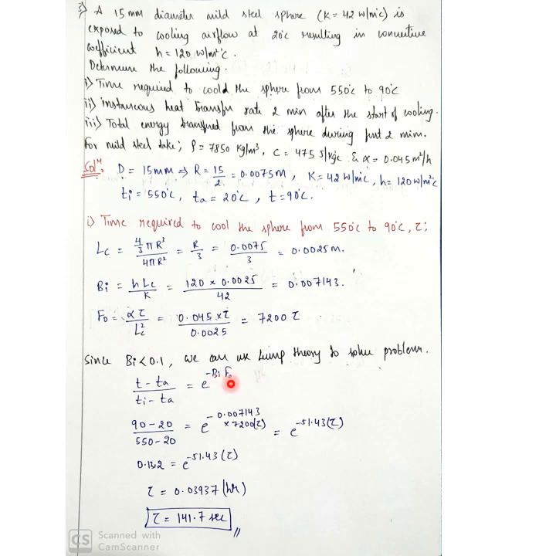Biot number into Fourier number. As you calculated previously, what is the Biot number and Fourier number in terms of tau; if you substitute both, you will get the value of tau. This tau is the only unknown. So convert into seconds, and you will get tau equals 141.7 seconds as the total time required to cool the sphere from 550 to 90 degrees Celsius.